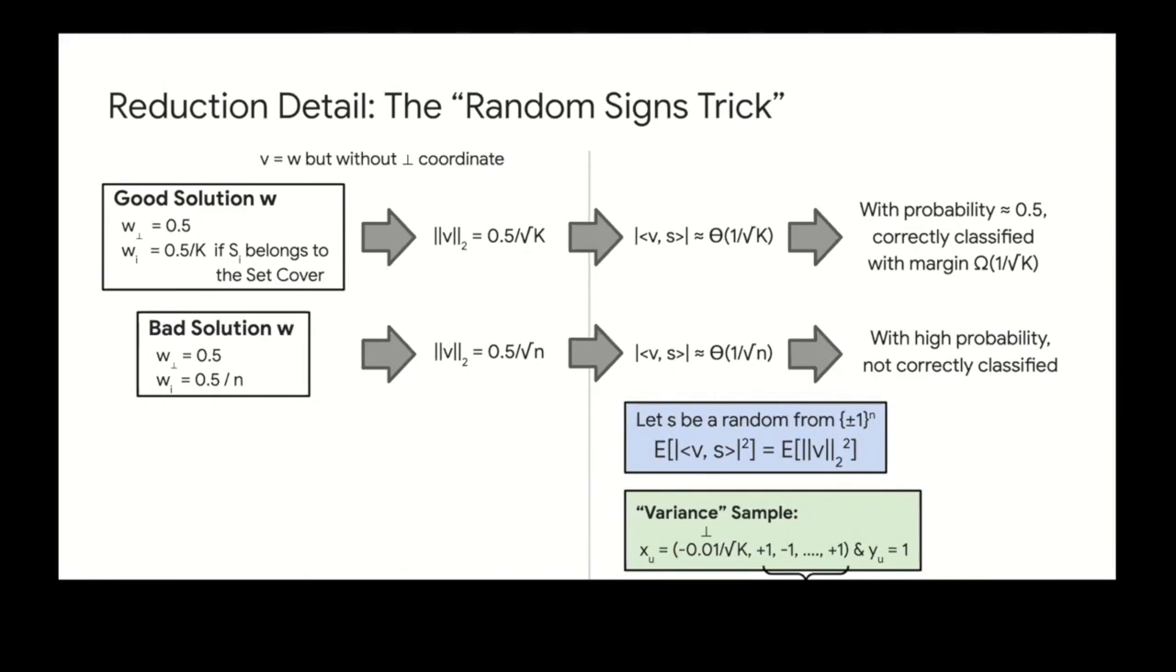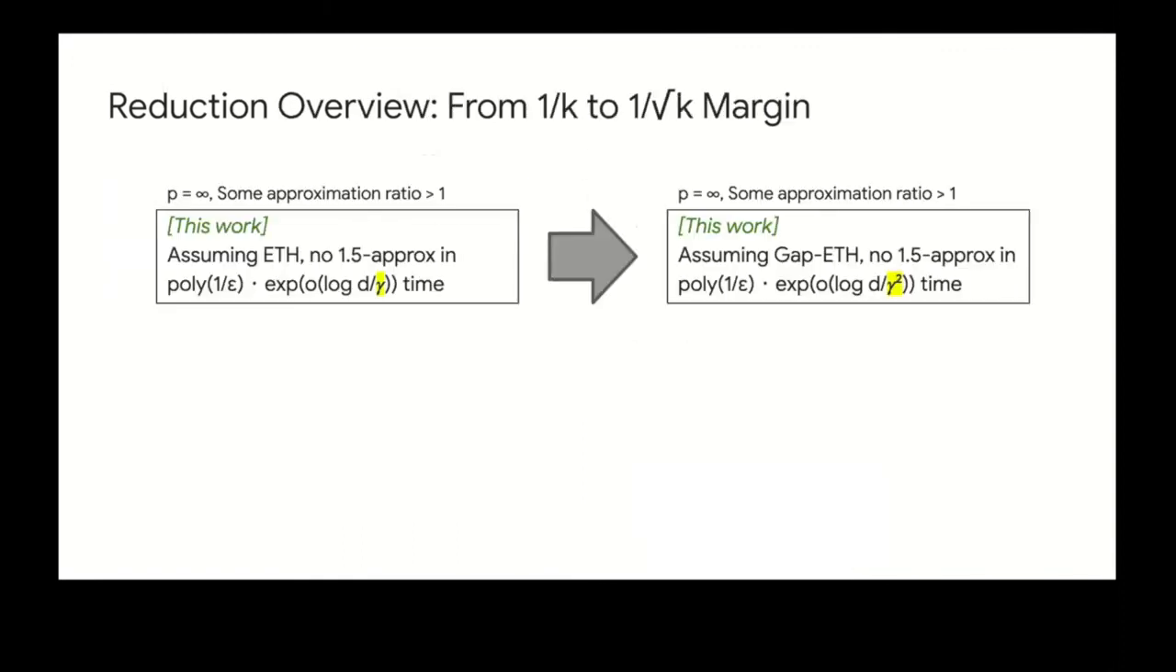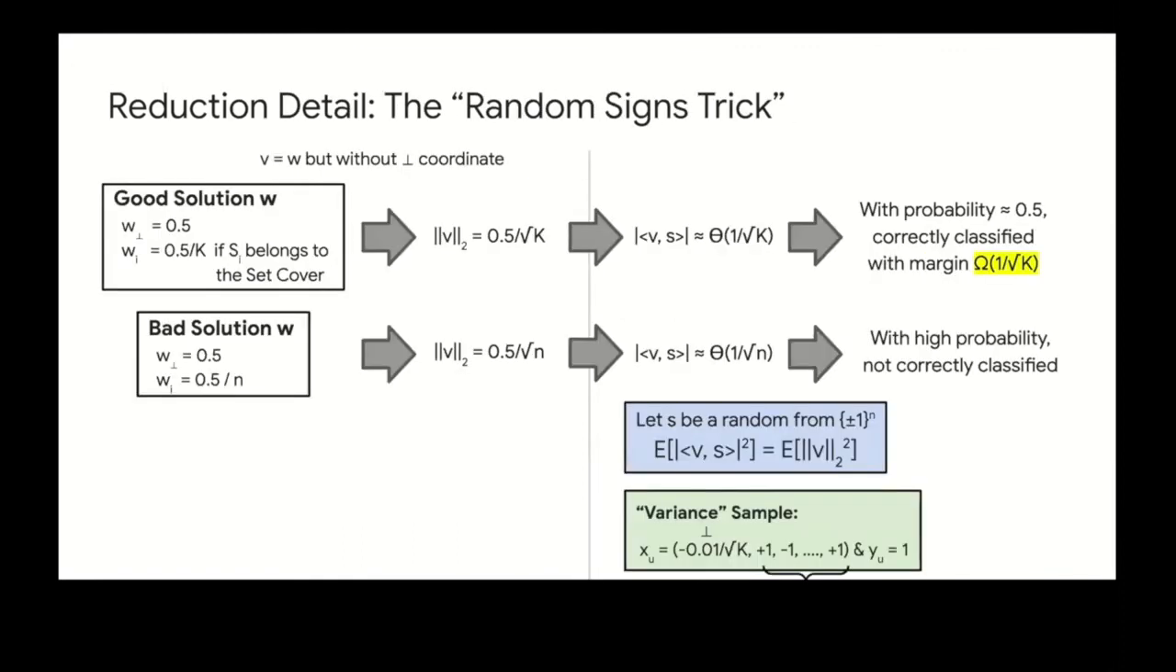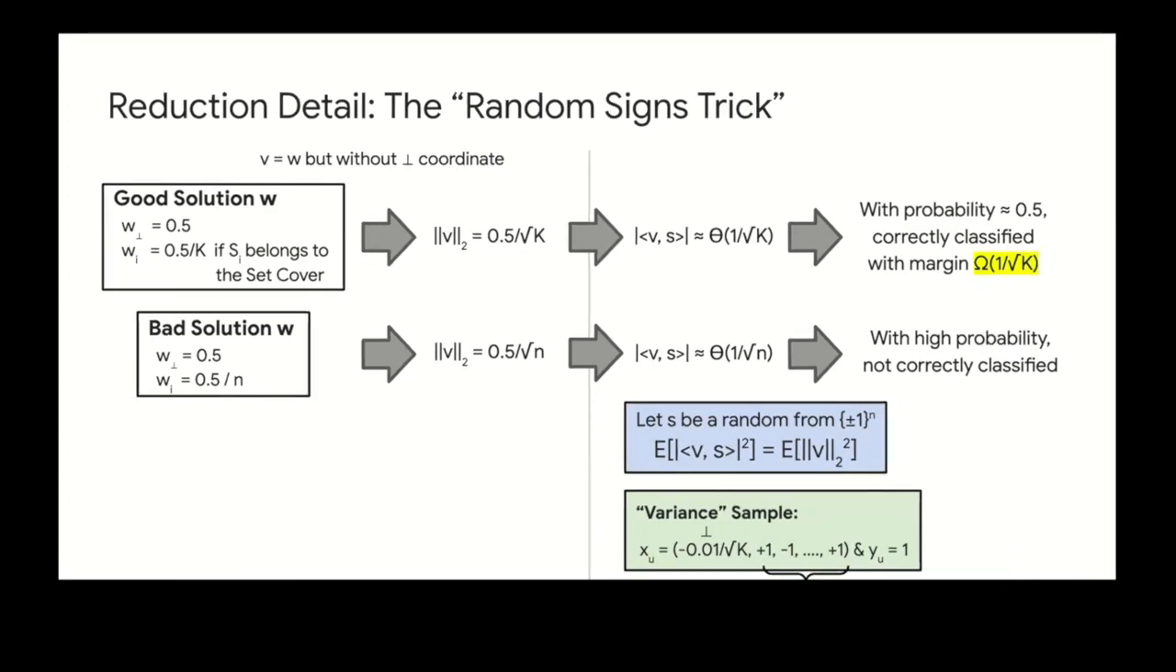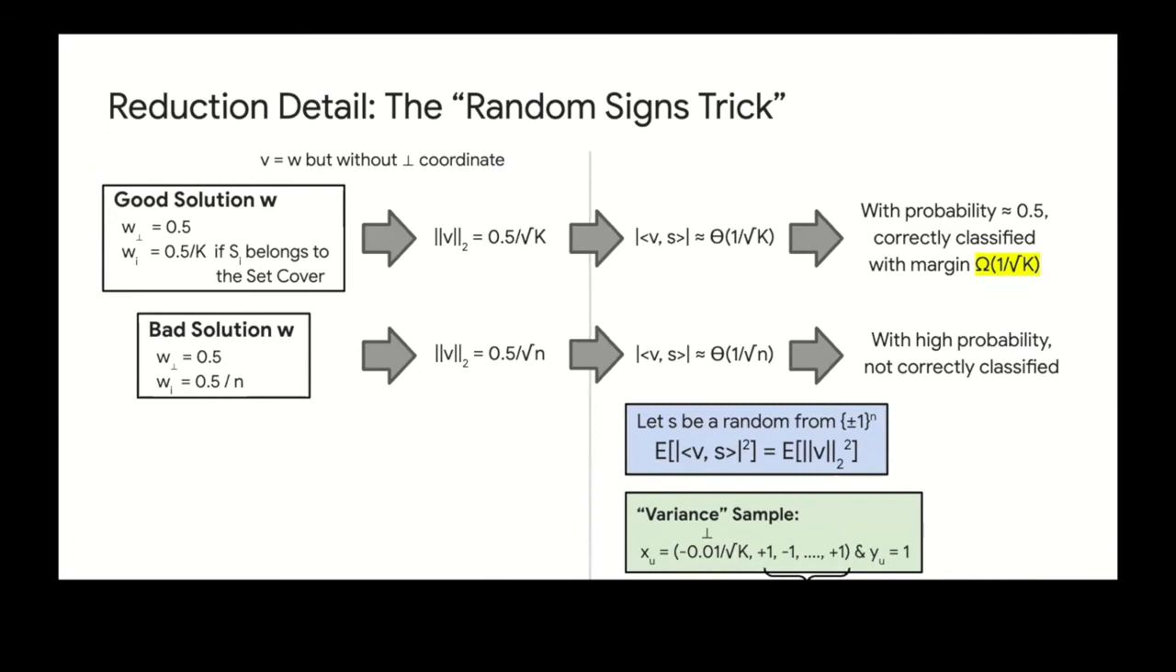And so this is kind of the rough idea. So we will not be going into more details here. But one thing I would like to note is that in this what I call random sign trick, the margin that we get in the yes case is actually 1 over square root k as well, which is the margin that we want, because we remember that we want a running time lower bound of d to the 1 over gamma square, where gamma is the margin.